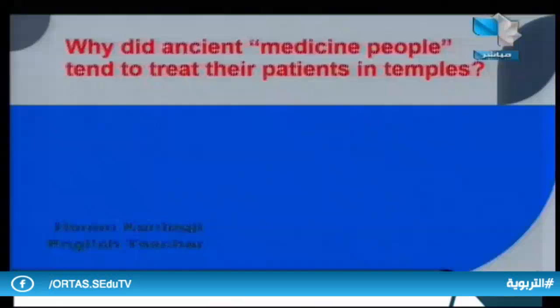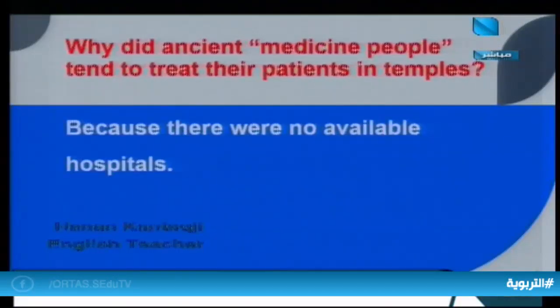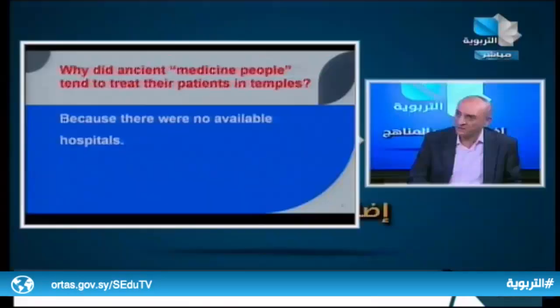Now, after that time, Miss Hanan, why did ancient medicine people tend to treat their patients in temples? Yes, sir. At that time, there was no medicine in the real meaning. So there were no hospitals. The hospitals hadn't appeared yet. So that's why they depended on temples. They went to temples to be treated, maybe by priests. Because there were no available hospitals at that time, they depended on treating people in temples.